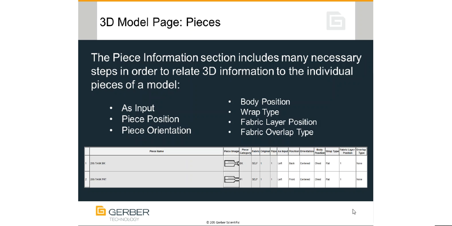As before, when the first page of the model is defined, the piece names, fabric types, and piece counts are copied to the piece information section of the 3D garment page. The piece information contains information that is required to assemble a garment in 3D, including as input, piece position, piece orientation, body position, drape type, fabric layer position, and fabric overlap type. Click the button at the bottom of your screen to see a demonstration.